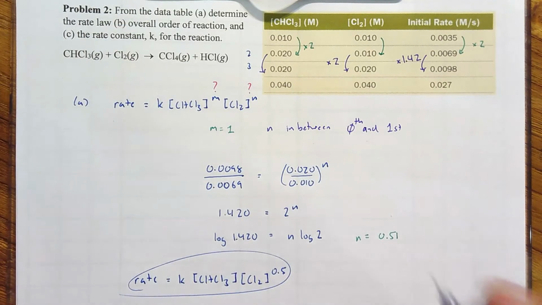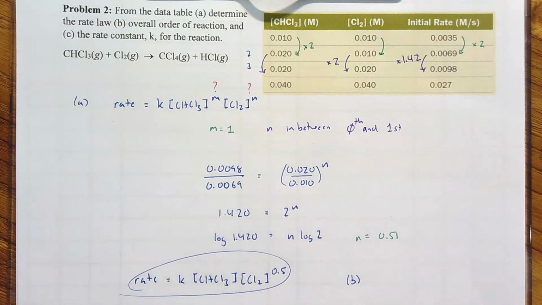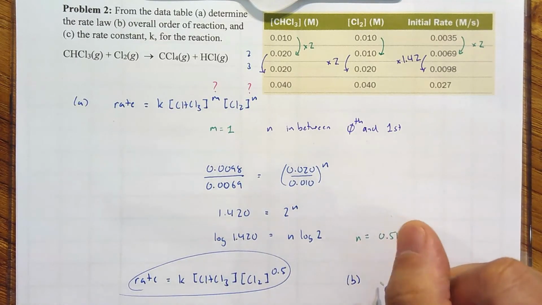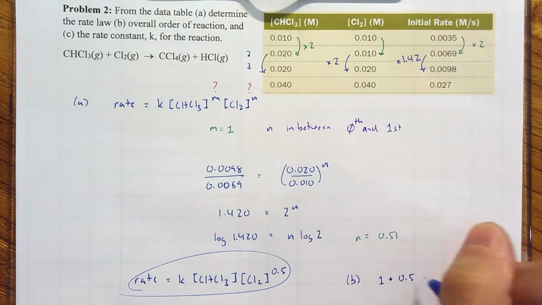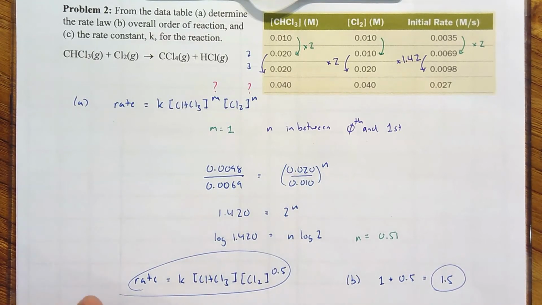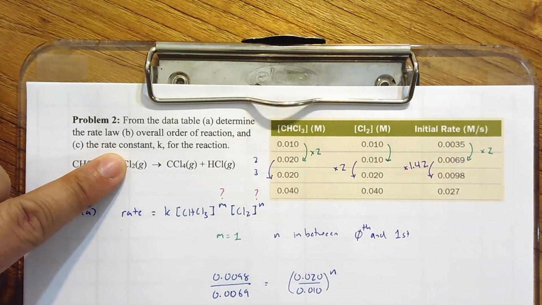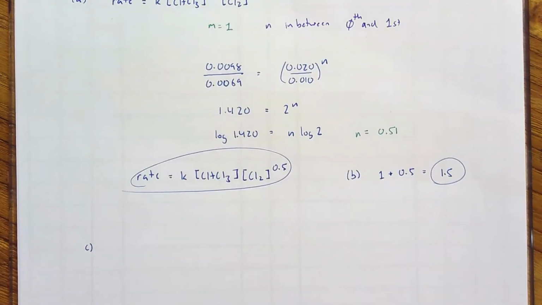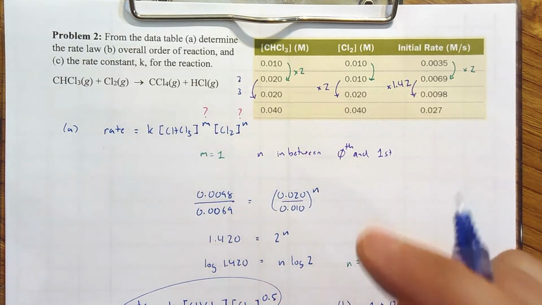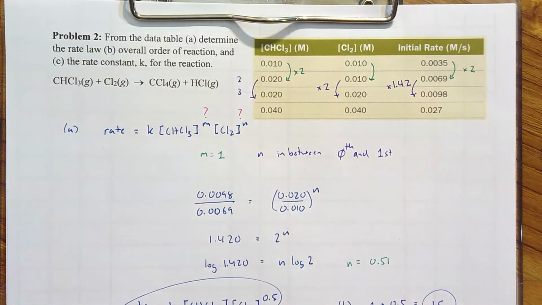Overall order, very interesting. For part B, remember it's all the exponents added together. So this is 1 plus 0.5 equals 1.5. That is the order of the reaction, overall order. Part C, figure out the K. And yes, you do need to put units. Any experiment, 1, 2, 3, 4 doesn't matter. We used 3 last time, let's use 4 this time. Okay, those are your numbers for 4. So you're just going to plug it in.